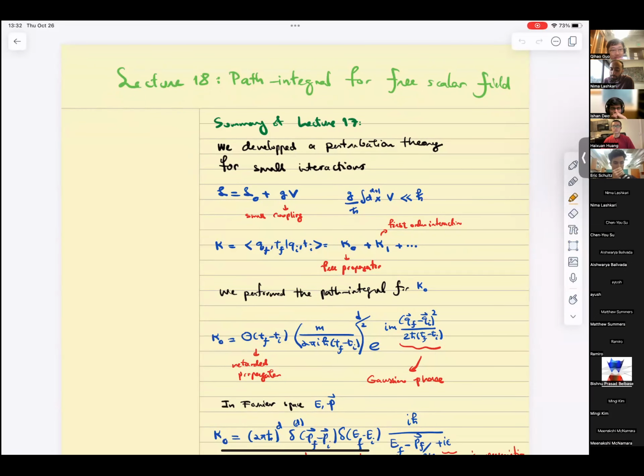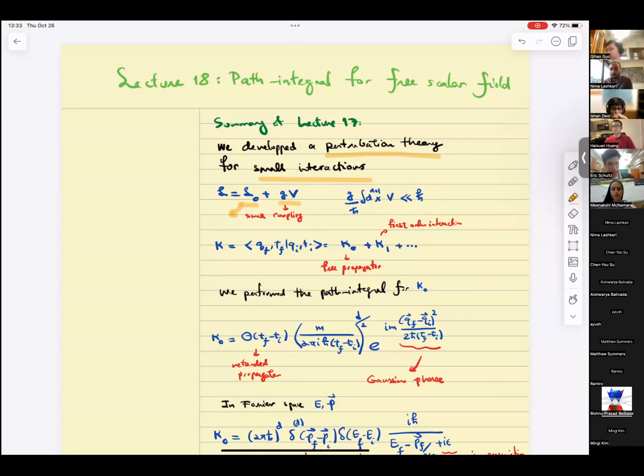We developed a perturbation theory for small interactions in quantum mechanics. So you had some sort of quantum mechanical system that has a free part, for example one that's Gaussian, and then there is an interaction term, GV. I didn't put G in there, but you could imagine there's a coupling sitting in front of your interaction term that we're going to take to be small. The perturbation theory that we set up was in this regime.